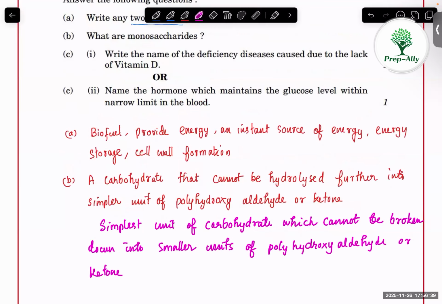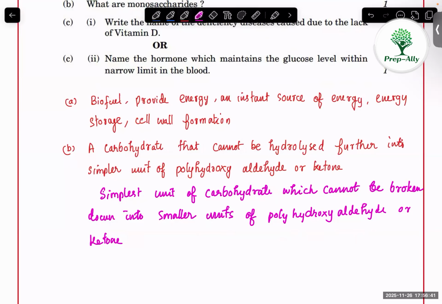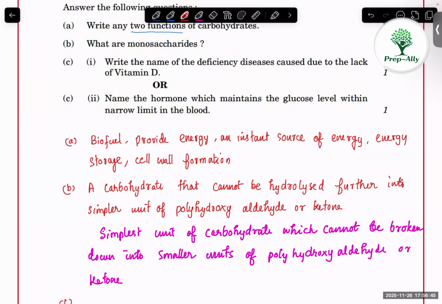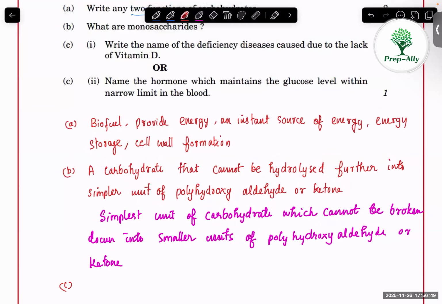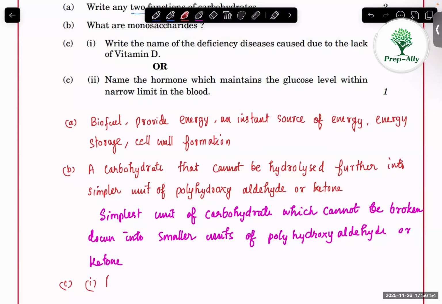Now for the OR question, the C part of this question: write the name of deficiency diseases caused due to the lack of vitamin D. So you can write any of the disease. Basically, there are two particular diseases. First one is rickets, and this is basically for children. So if you write rickets, you will get the marks.